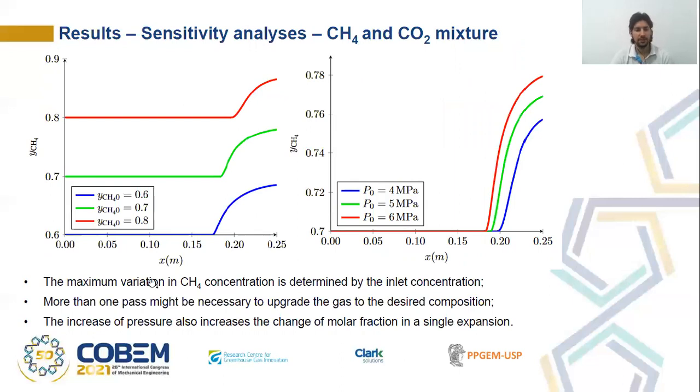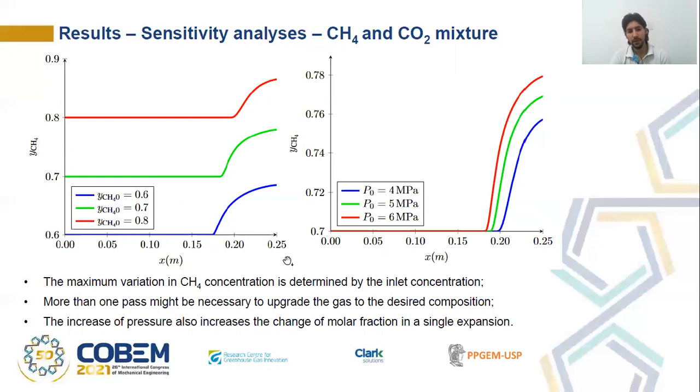From this analysis, we conclude that the maximum variation in the methane concentration is determined by the inlet concentration, due to the asymptotic behavior of the molar fraction curve during the expansion process. We also saw that more than one pass might be necessary to upgrade the gas to the desired composition, also due to the asymptotic behavior. So if you want to go to 60 to 80% of methane, you might need one pass, recompression, another pass, recompression, and finally another pass to reach your desired composition, for example.